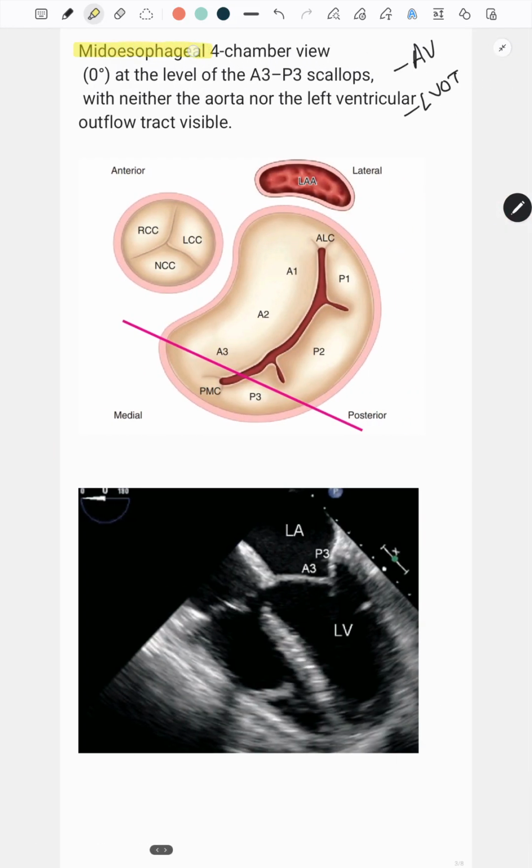In the mid-esophageal 4-chamber view where we can't see the aortic valve and LVOT, at that level we can see the A3 and P3 segments of the mitral valve more clearly. So this is the 4-chamber view with a little more advancement in the esophagus. You can see the A3 and P3 segments of the mitral leaflet.